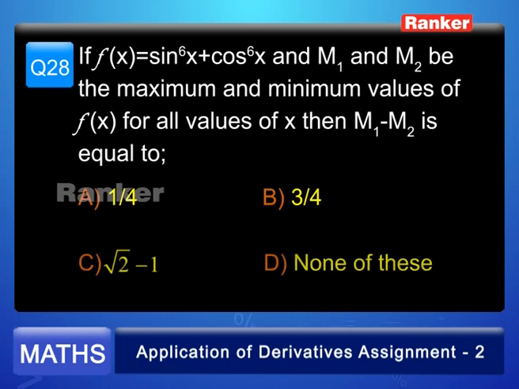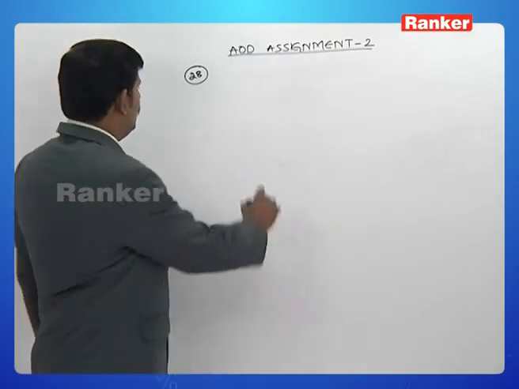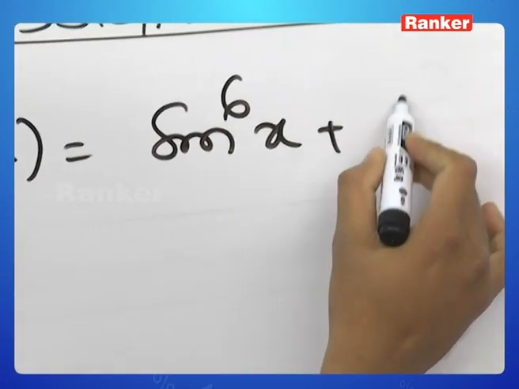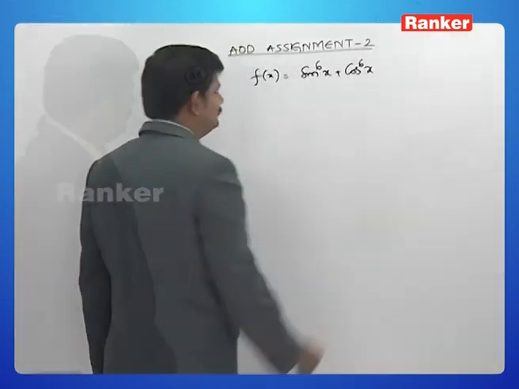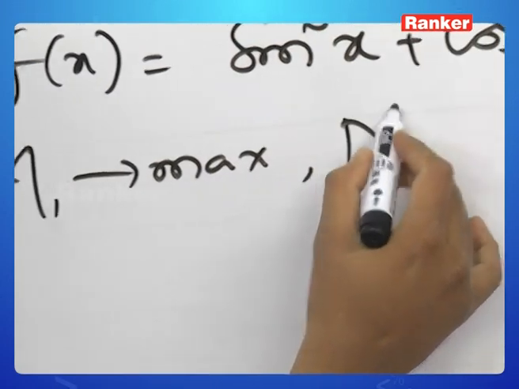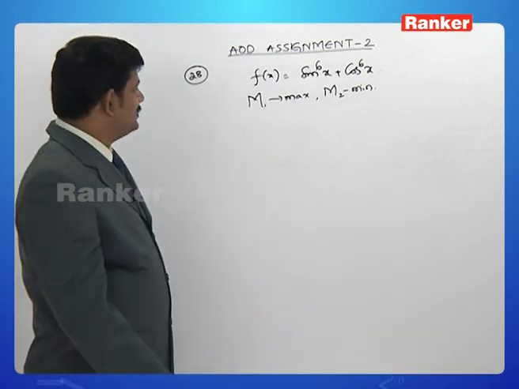If f of x is equal to sin power 6x plus cos power 6x, and m1 and m2 are the maximum and minimum values of f of x for all values of x, then m1 minus m2 is equal to? m1 is the maximum value and m2 is the minimum value. We need to find the difference m1 minus m2.